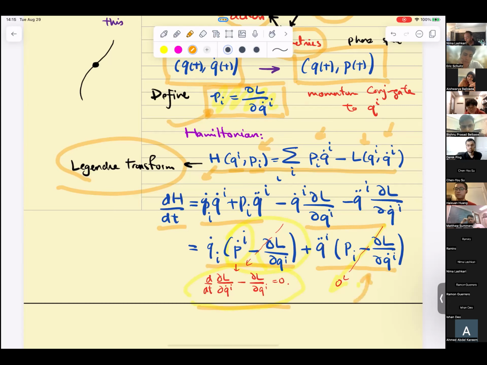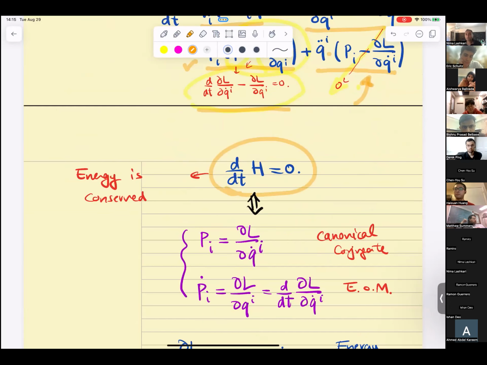So if I define my PI in this particular way, this term vanishes, the second term vanishes as well because of the Euler-Lagrange equation. Therefore, I end up with the following equation, that Hamiltonian as a function of time is invariant. Mathematically speaking, the invariance of Hamiltonian as a function of time, energy conservation, is equivalent to the following 2 equations. Right? Defining a conjugate variable P dot in the following way, and then satisfying the equations of motion.